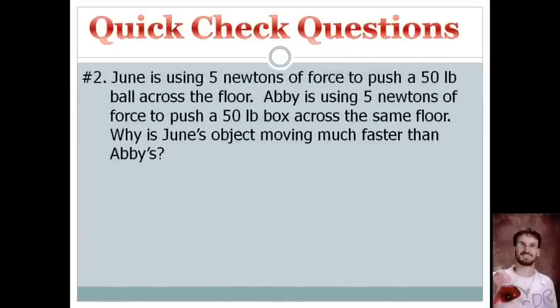Second quick check question. June is using 5 newtons of force to push a 50-pound ball across the floor. Abby's using 5 newtons of force to push a 50-pound box across the same floor. Why is June's object moving much faster than Abby's?